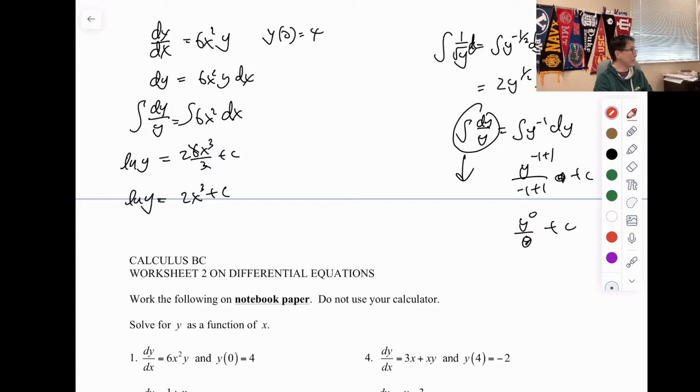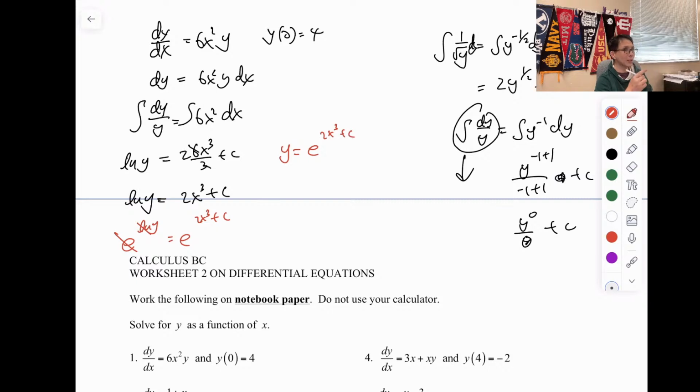How do we get rid of the natural log? Not times e, it's e to the power. So e to the ln of y equals e to the 2x cubed plus c. Not times. When you say it right, because you're raising e to the power of ln of y. Now the ln and e can cancel out. So we get y equal to e to the 2x cubed plus c.